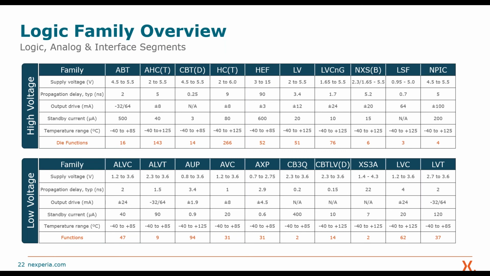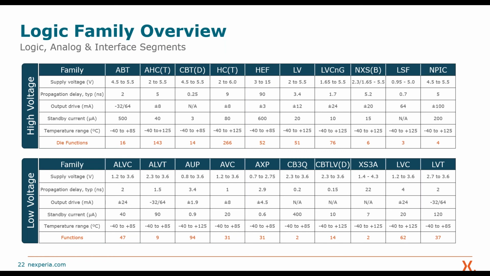Then we have got the CBT family, which has a propagation delay of 0.25 nanosecond and has really low Ron and is very good for our switches. And then we have got the NPIC family in the high voltage family. They have very high output drive current, and they are mostly dedicated for shift registers and good in applications where high drive current is required.